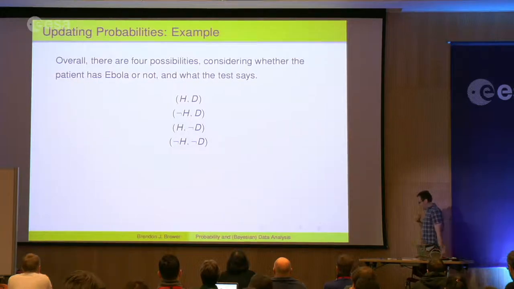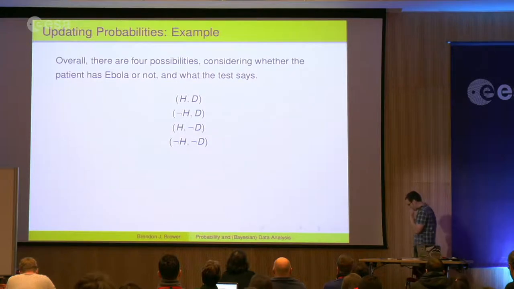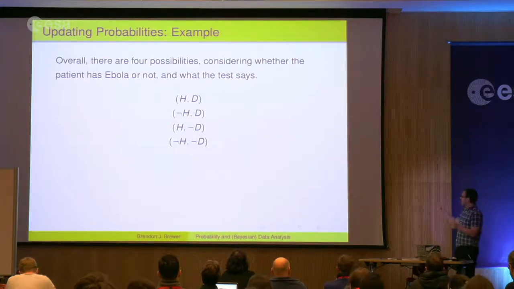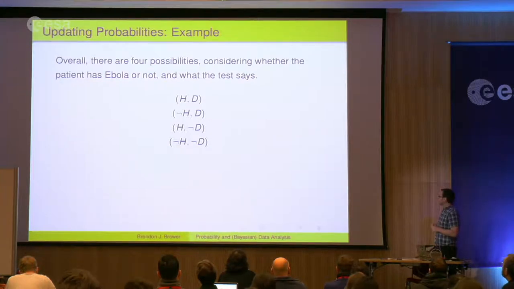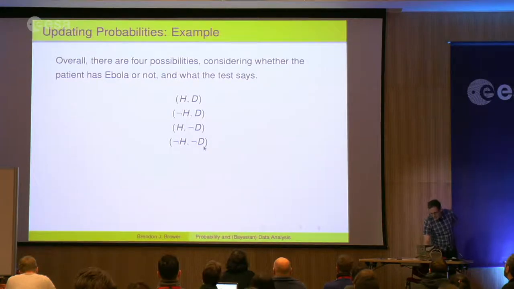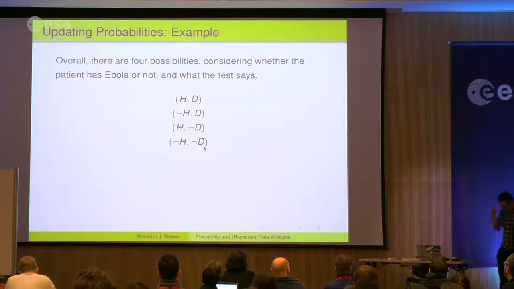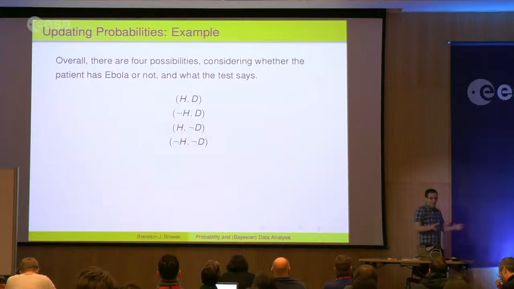So if we consider just our proposition H that they have Ebola, and not H, it seems like we only have 2 possibilities. But if we look at our combinations of H with D, we actually have 4 propositions in this problem that are mutually exclusive, not 2. There's H and D, not H and D, H and not D, and not H and not D. This is a common feature in Bayesian statistics problems. Even if you get to more advanced problems, people will think about the parameter space.